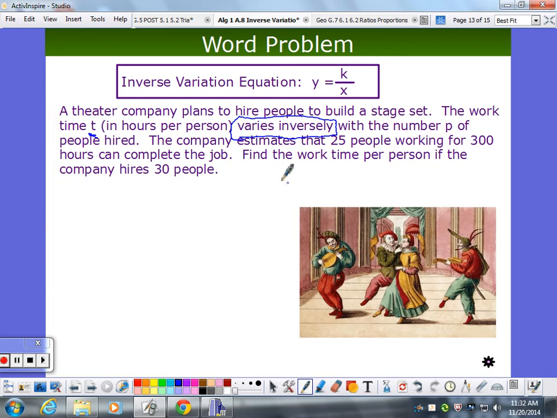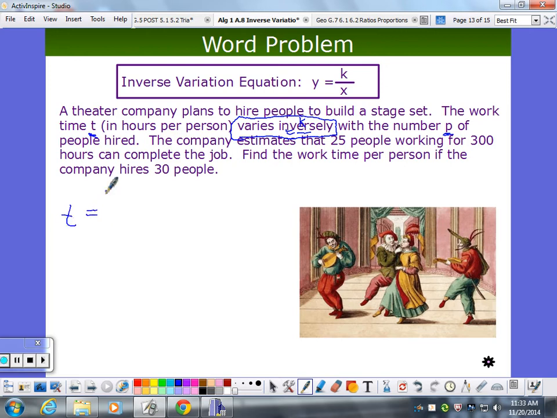This is an inverse. So before when we did equals K, this is going to be equals K over the number of people hired. Think about that. You're trying to build a stage set. Say you have so many people and it takes you 10 hours. If you add more people, should the number of hours go up or go down? Down. People go up, hours go down. That's inverse. Opposite.